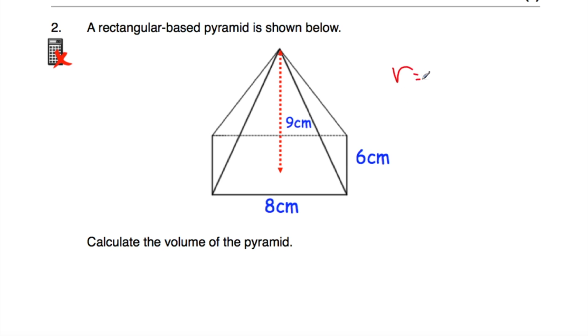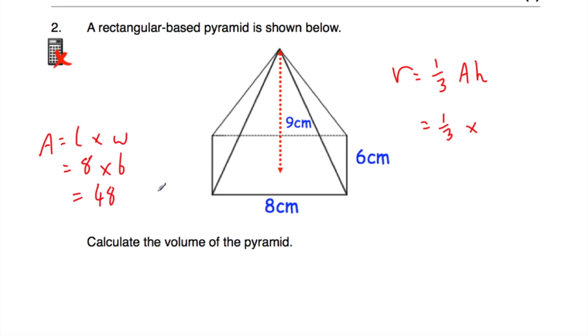So the volume is equal to a third times the area of the base times the height. To get the area of the base, we're going to do the length multiplied by the width because it's a rectangle. Length times width is 8 times 6, and 8 times 6 is equal to 48. So the area of that base is 48 centimeters squared.